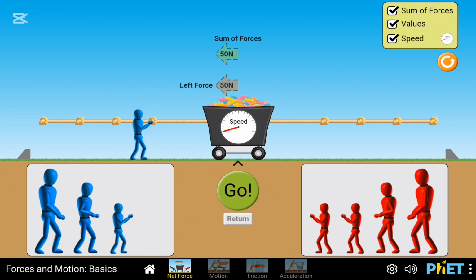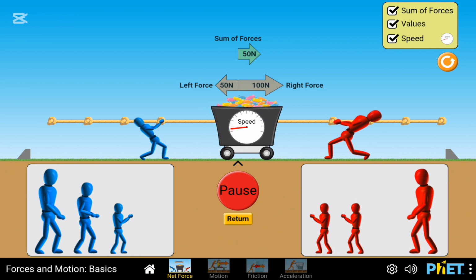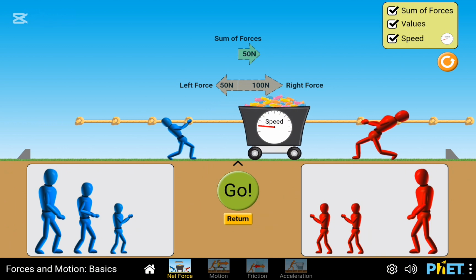If the blue one is applying 50 Newton force on the left side and the red one is applying 100 Newton force on the right side, the net amount of force that is going to work is how many? It's going to be 50 newtons on the right side. To balance this, we can also add 50 Newton force on that side.